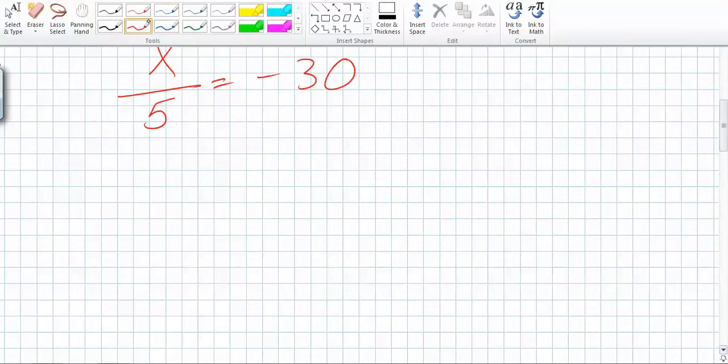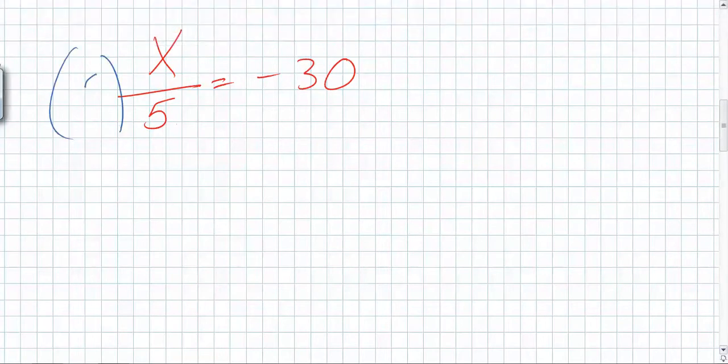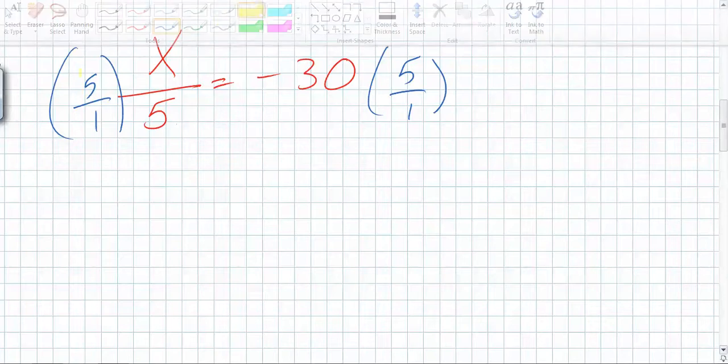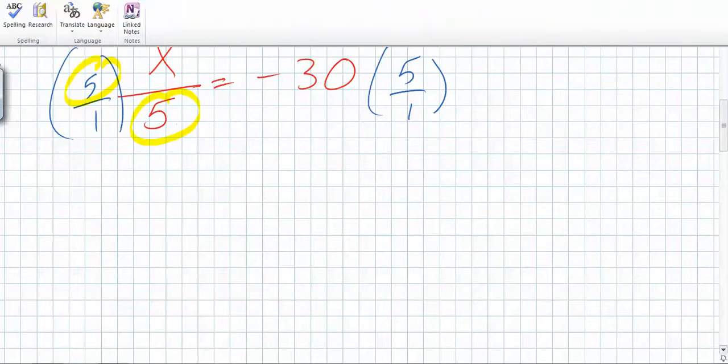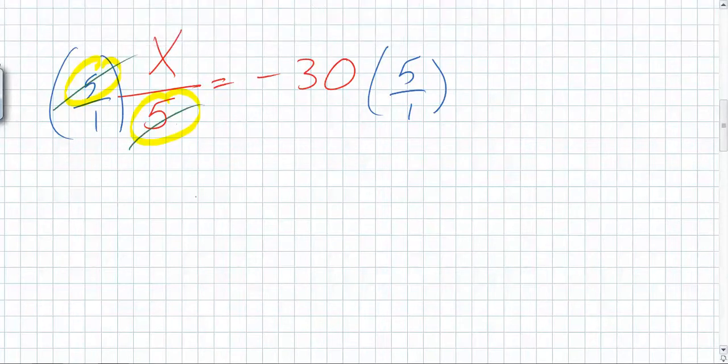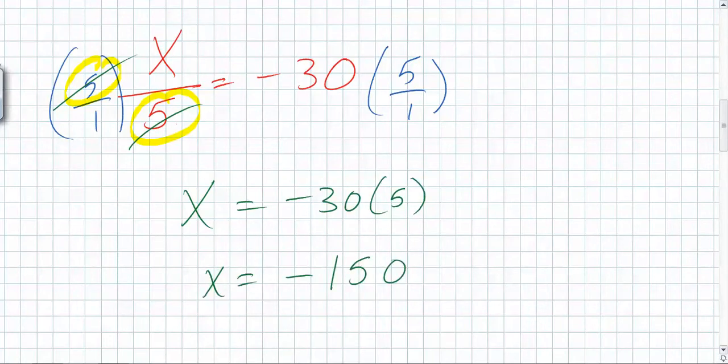What about if we have division to start with? For example, we could have x over 5 equals negative 30. In this case, x is being divided by 5, so we need to multiply by 5. In this case, 5 over 1 is 5 on both sides. We're doing the same thing to both sides, so we're okay and still abiding by the golden rule of algebra. The 5 here and the 5 here cancel each other out, leaving us with x is equal to negative 30 times 5, so x is equal to negative 150.